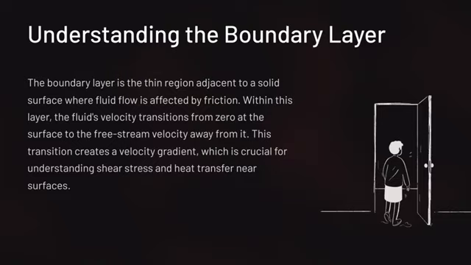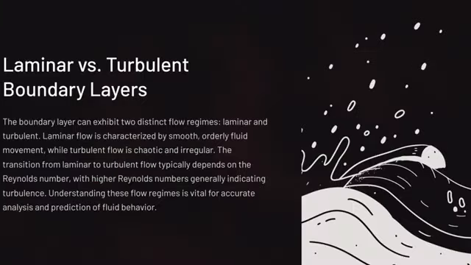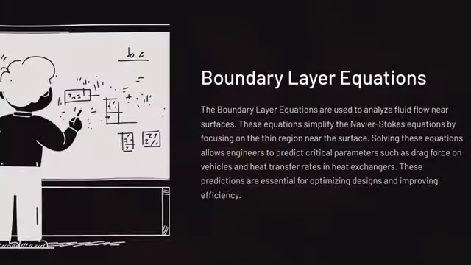And the change in velocity creates a velocity gradient, which is super important for understanding shear stress and heat transfer near surfaces. And the boundary layer can be either laminar or turbulent. Laminar when the fluid moves smoothly, and turbulent when it is chaotic. And the transition from laminar to turbulent flow usually depends on the Reynolds number. A higher Reynolds number generally means turbulence.